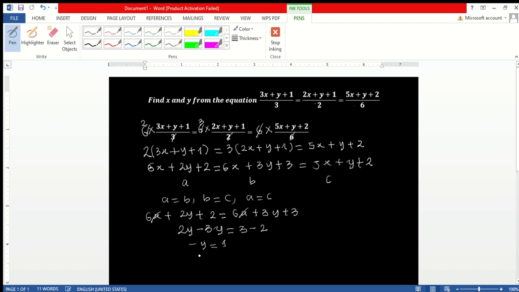Now for us to obtain the value of y, we divide both sides by minus 1, so that y here is equal to negative 1. Okay, so we have obtained the value of y.